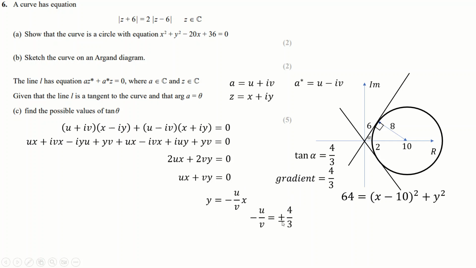Right? But now going, what else do we know here? Well, we're told the argument of a is theta. Well, the argument of a complex number is tan inverse of this over this. So v over u is tan theta. So theta is tan inverse of v over u. But of course, if I just flip this over, I get this. But of course, v over u is tan theta, as I said, so tan theta is plus or minus 3/4.